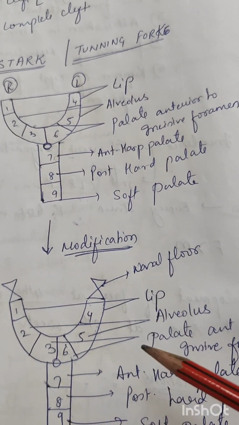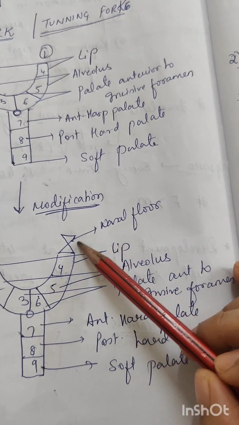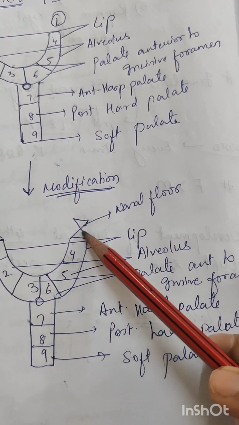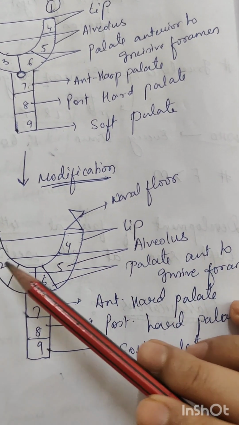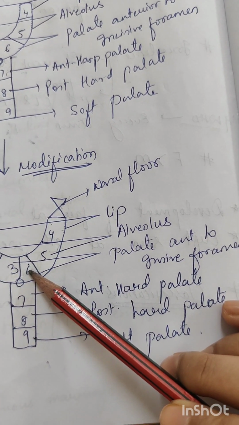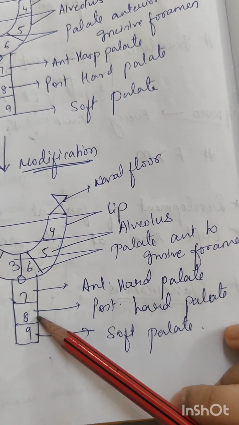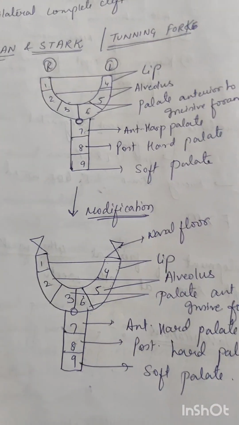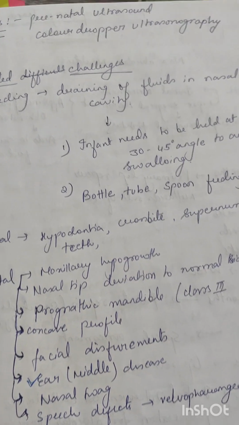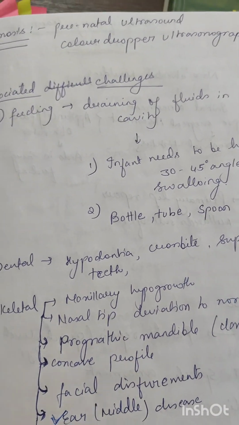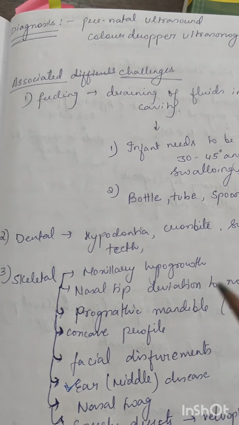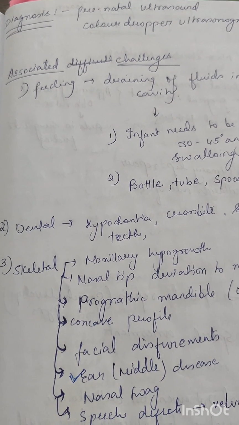Now one more modification was given, in which they have included the nasal floor. They haven't numbered it. Same: nasal floor, 1 and 4 lip, 2 and 5 alveolus, 3 and 6 primary palate, which is anterior to the incisive foramen, anterior hard palate, posterior hard palate, and soft palate. Now, how will we do the diagnosis? For the diagnosis, prenatal ultrasound or color Doppler ultrasonography is done for the diagnosis of the cleft lip and palate.